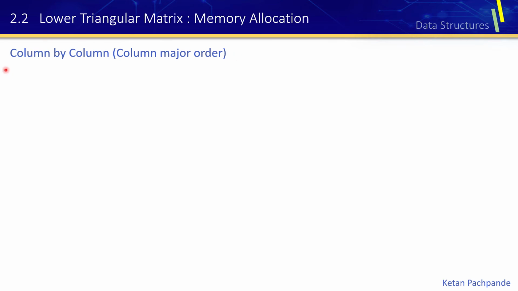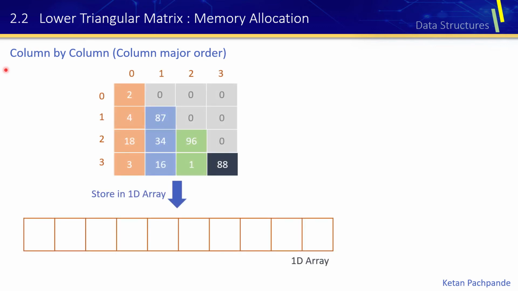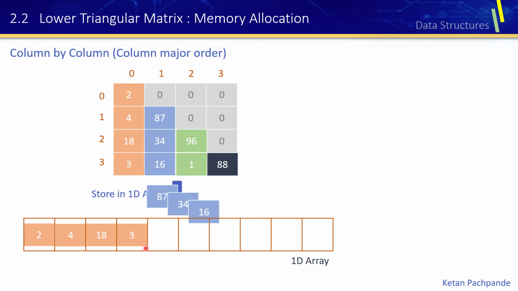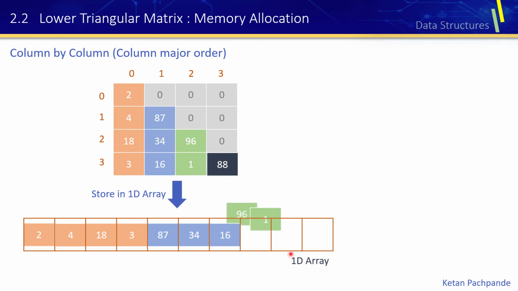Okay, now let's look at the second method of storing the elements of a lower triangular matrix in memory. The second method is column major order, that is, column by column. These 10 elements, same example I'm taking, I want to store in a one-dimensional array. How can I do that? According to column major order, the first column will come, then the second column, third column, and the last column.